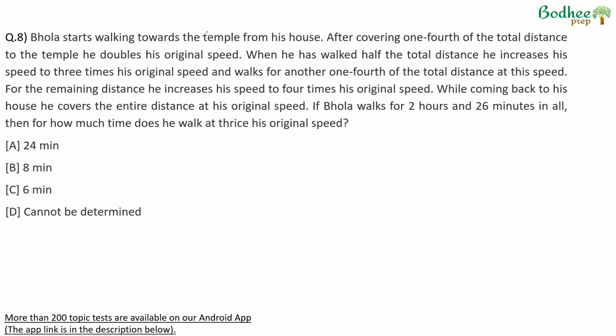Bhola starts walking towards the temple from his house. After covering 1/4 of the total distance to the temple, he doubles his original speed. 1/4, suppose the distance is 4x. So after covering a distance of x, suppose his speed initially is say s. So this is the distance total. This is speed initially. Distance of x is covered at the speed s. When he has walked half the total distance, half the total distance means another x kilometers, he doubles his speed. The next x is done at double the speed, which is 2s.